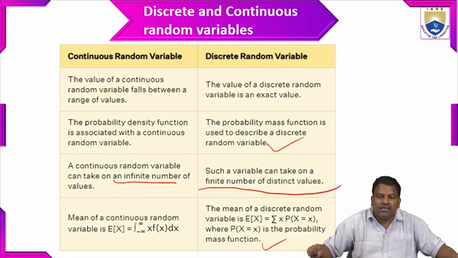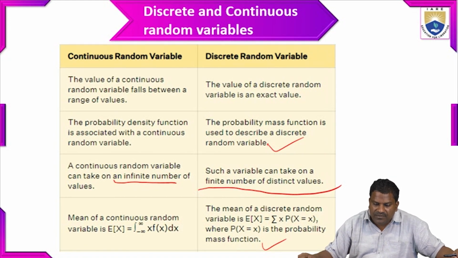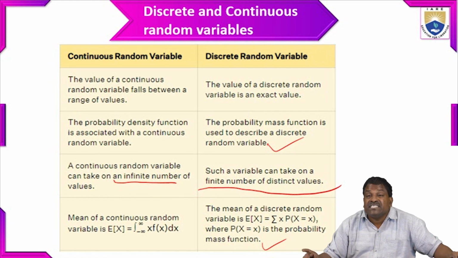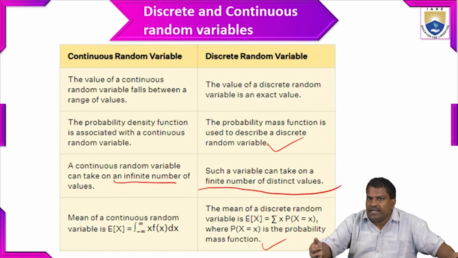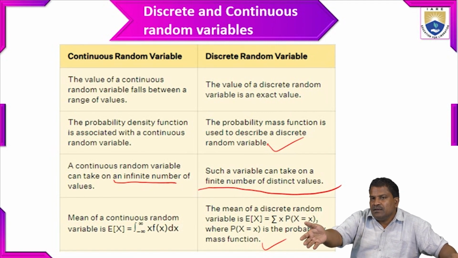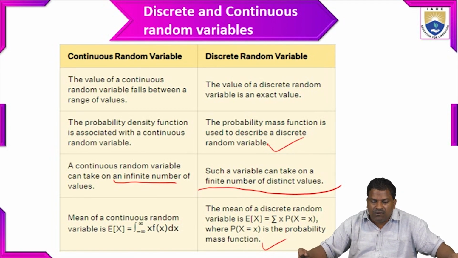While we discussed, a discrete random variable can take on a finite number of distinct values. As we discussed for flipping a coin, 1 by 2, comma, 1 by 2. Coming head, half of the chance. Coming tail, half of the chance.